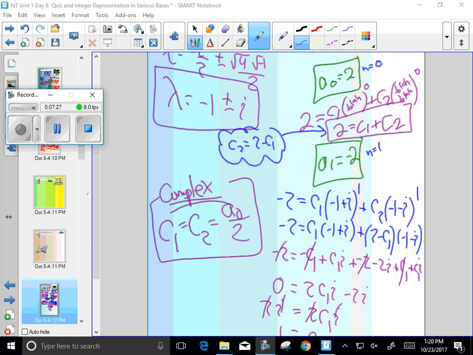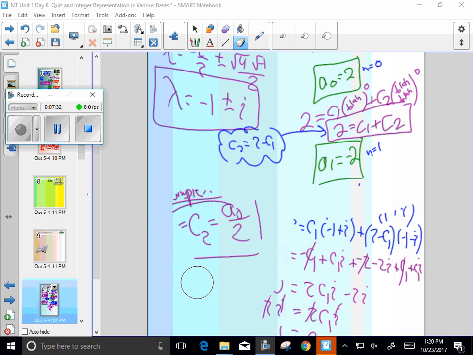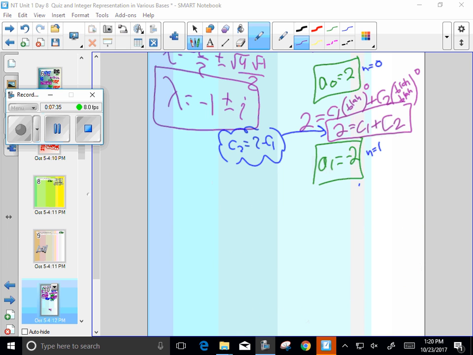To simplify this, I'm going to erase all of this stuff, just so I have some space. And I'm going to go back to A of n is equal to 1 times lambda 1, negative 1 plus i to the n, plus 1 times negative 1 minus i to the n. We don't like to leave those i's in there. It's not super helpful, so we want to get rid of the i's.